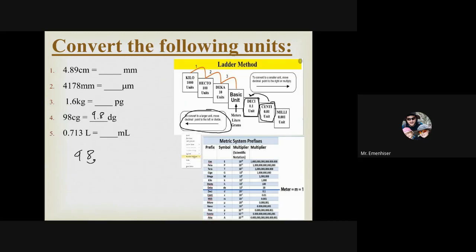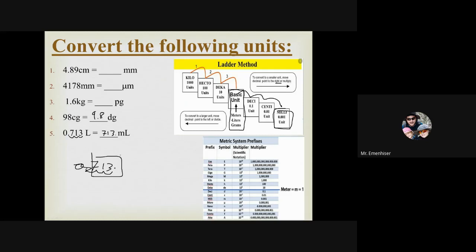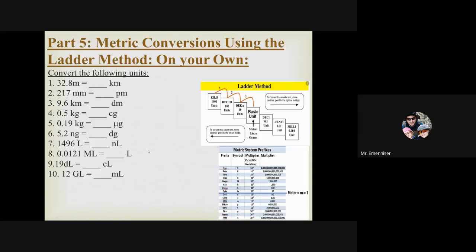Liter is, let me erase here. Liter is right here. This is the liter here, right? You see the 3 units, it's the base unit. Liters is right there. We're going to go to milli. We're going to move 1, 2, 3 places to the right. So 0.713. Move our decimal 3 places to the right. 1, 2, 3. So we get 713 milliliters. Because now the decimal's there. This is gone, and now it's 713 with the decimal right there. Awesome.